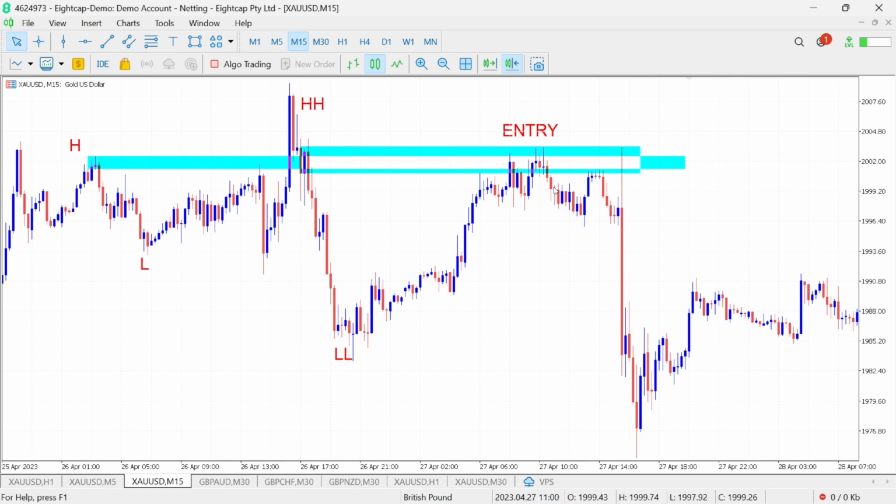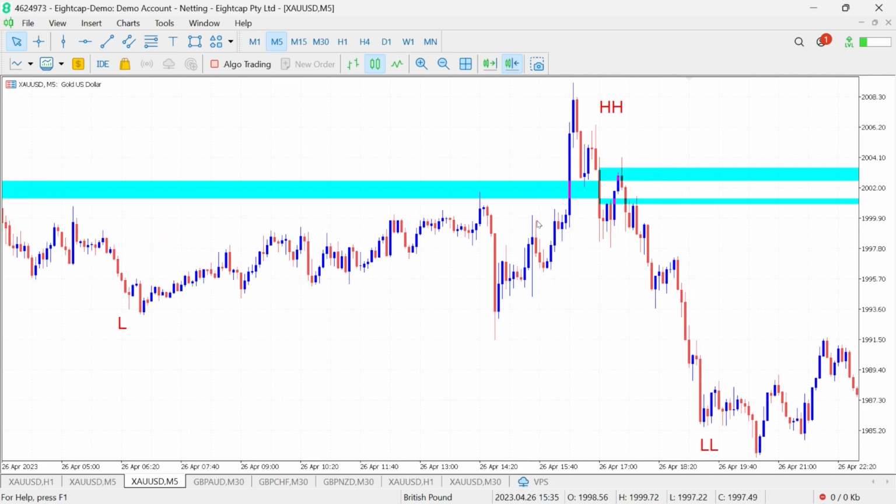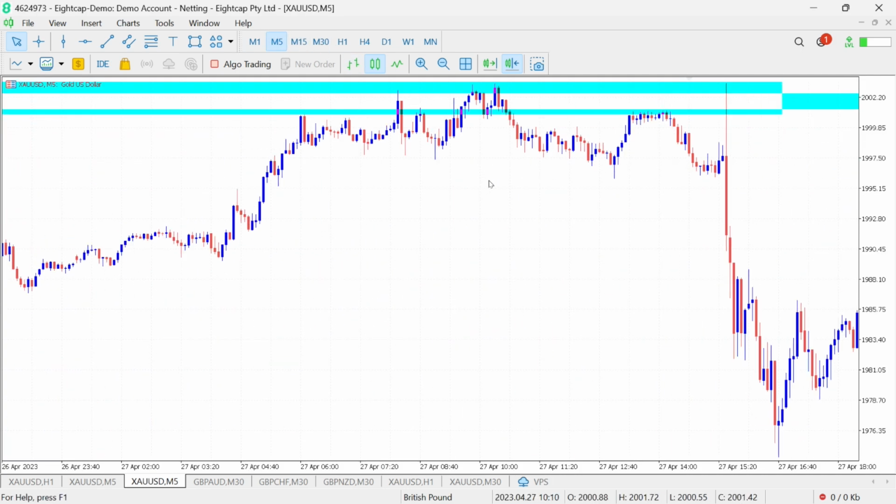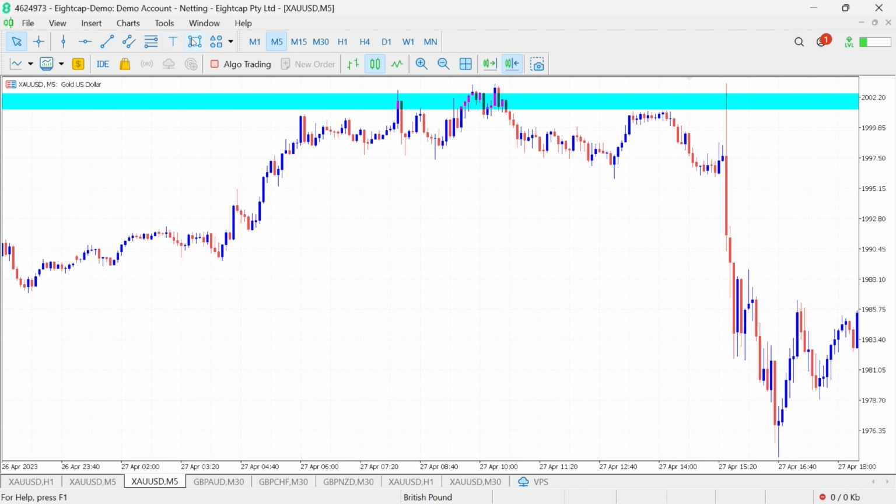Price started going up, down, up. Let me filter this to the 5 minutes time frame. You can see that price actually made another setup right here. Let me delete this QML. Price made another QM setup right here. So this is high, low, higher high, lower low.